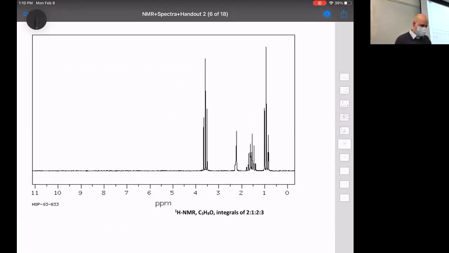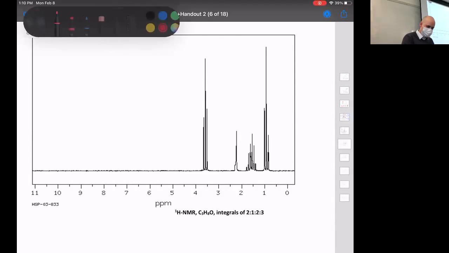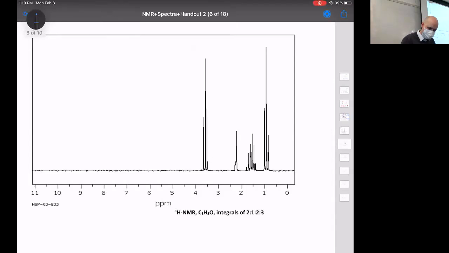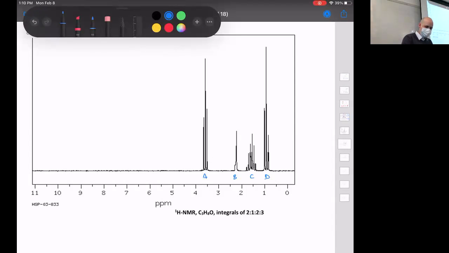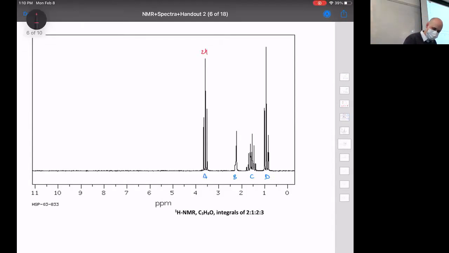All right, so this is 4 environments. We should definitely be doing that same thing. This would be environment A, B, C, and D. I will give you the integrals on your NMR. I've written them down below here from left to right. This one is 2H, 1H, 2H, and 3H. Can you tell what the splitting is?